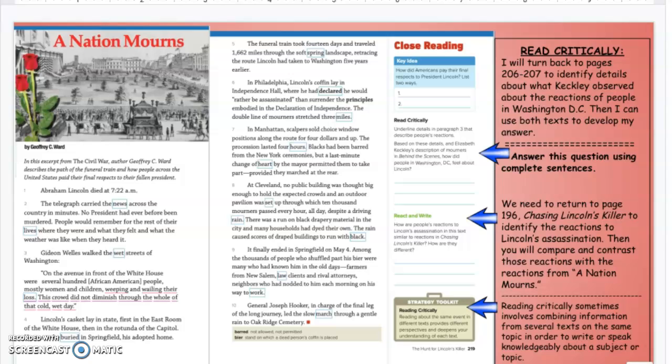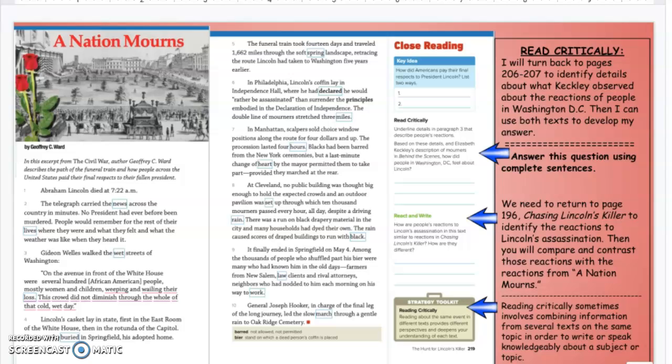All right, so when we read critically, you're going to have to turn back to pages 206 and 207 to identify the details about what Keckley observed about the reactions of people in Washington, D.C. Once you've refreshed your memory on those 2 pages, you're going to answer this next question. Based on these details and Elizabeth Keckley's description of mourners in Behind the Scenes, how did people in Washington, D.C. feel about Lincoln?